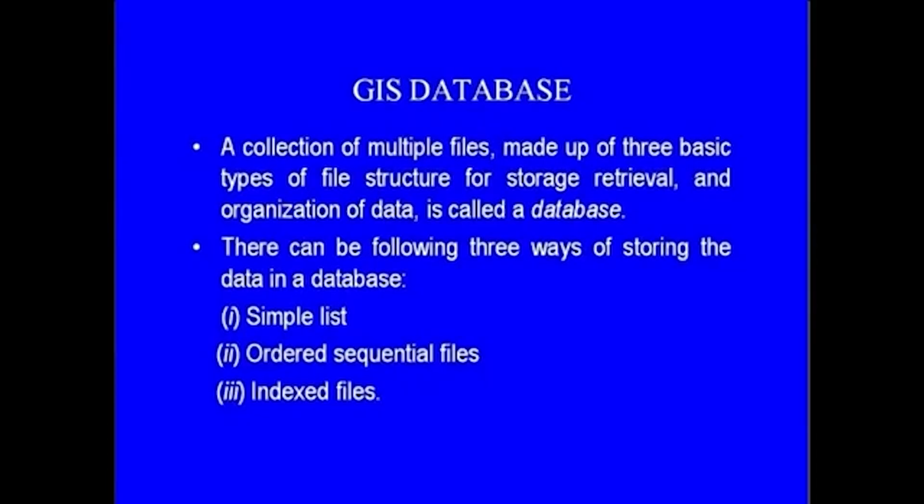So, what is a GIS database? It is a collection of multiple files made up of three basic types of the structure for data storage, retrieval and organization of data. There can be three ways of storing the data in a database. First is simple list, ordered sequential files and indexed files. So, let us look at them one by one.